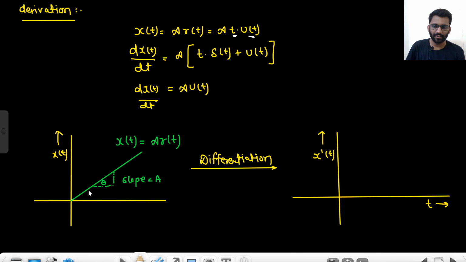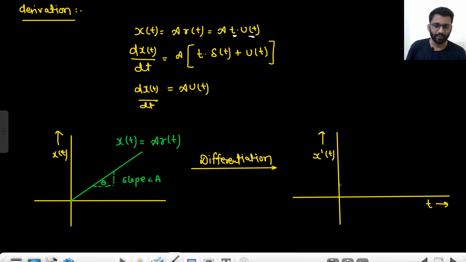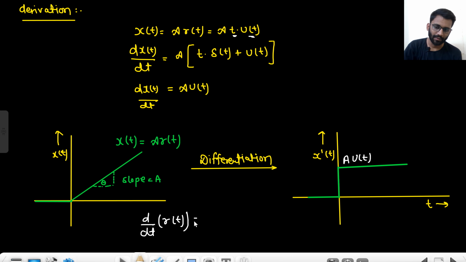So basically if you differentiate it, this is the graph and the slope is A. If you differentiate it, you will get as final value this step. Okay, 0 was there, differentiation of 0 is already 0. But after that you will get a step. Okay, the value of that step would be A. So basically r(t) will be replaced with u(t). So you can write this thing, d by dt r(t) is equals to u(t). Okay, d by dt r(t) is equals to u(t). A is constant, that is outside.